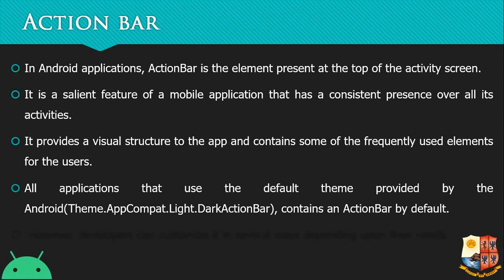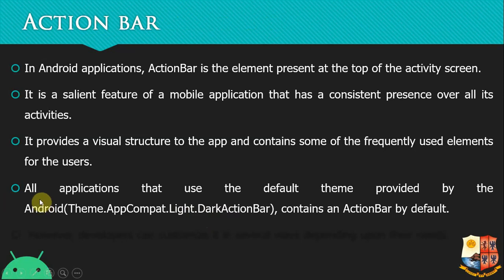Please note all applications that use the default theme provided by the Android operating system, which is nothing but Theme.AppCompat.Light.DarkActionBar, light theme, dark action bar. That's the default theme given by Android, and it will contain an action bar by default. If you don't want an action bar, you have to use a theme which says no action bar. I'll show that in working, but remember this, guys.